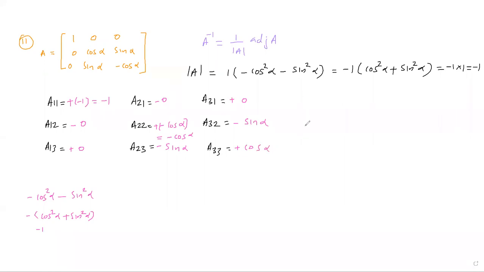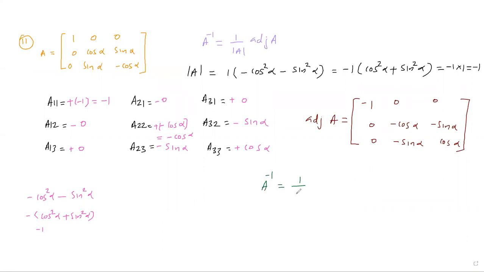So what you got as the adjoint of A is the transpose of the cofactor matrix. So minus 1, 0, 0, 0, minus cos alpha, minus sin alpha, 0, minus sin alpha, plus cos alpha. So that is the adjoint of A. But we need the inverse. A inverse is equal to 1 by determinant of A. Determinant of A is minus 1. So 1 by minus 1 into the adjoint. Minus 1 of 0, 0, 0, minus cos alpha, minus sin alpha, 0, 0.